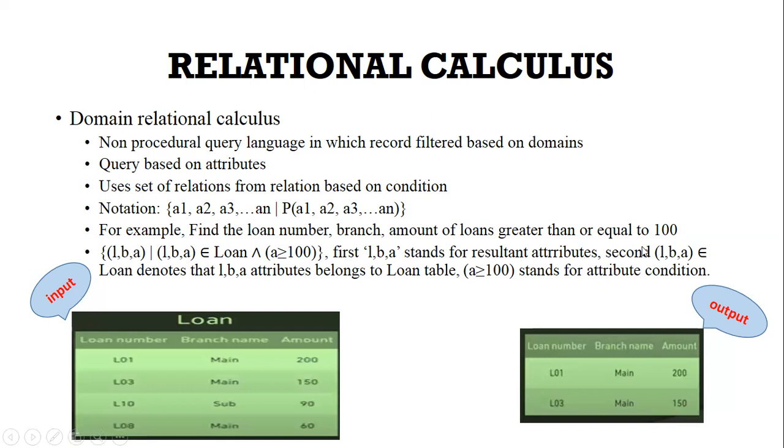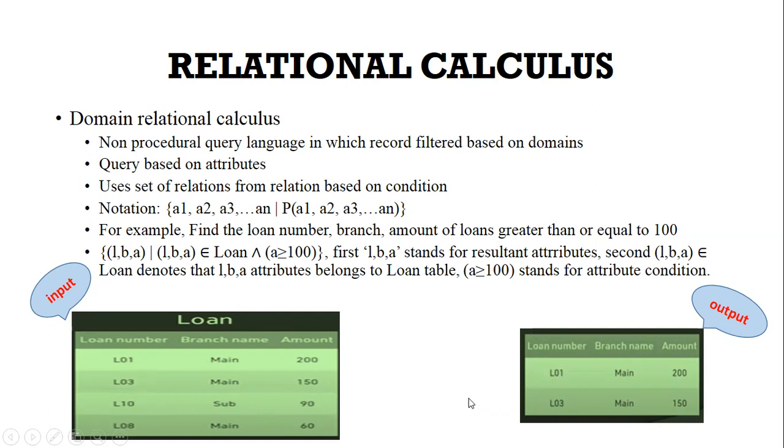The second LBA is an element of loan, which denotes that LBA attributes belong to the loan table where the amount is greater than or equal to 100. So here we are going to display the details of the loans having an amount greater than 100. Two loan numbers will be there, L01 and L02, displayed together.